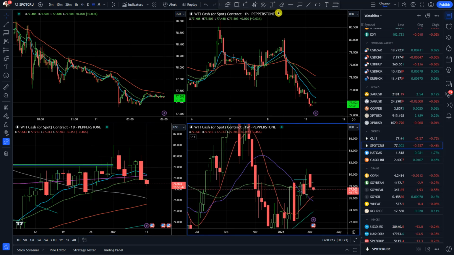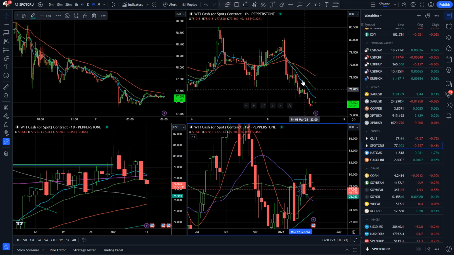So this can open the door for lower prices, and even for a potential retest of the 76 area, the 76.30 area on the WTI. The hourly time frame is holding below the declining moving averages, and the 5-minute looks like it's still in a bearish structure, so there is still a chance for a downside move on crude oil.